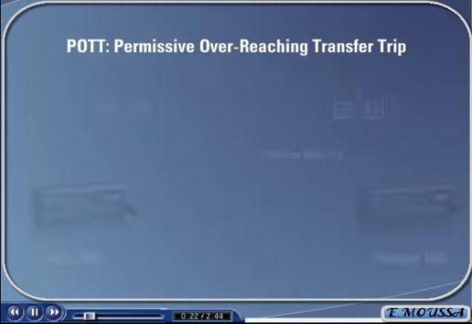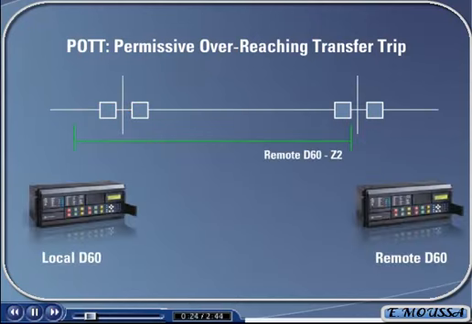In the POTT scheme, the remote distance relay speeds up the tripping of an end zone fault by sending a permission to trip key from the remote relay to the local relay under two conditions. The first condition is when the remote relay detects a fault occurring within its overreaching Zone 2. This is where the expression overreaching comes from in the term permissive overreaching transfer trip.